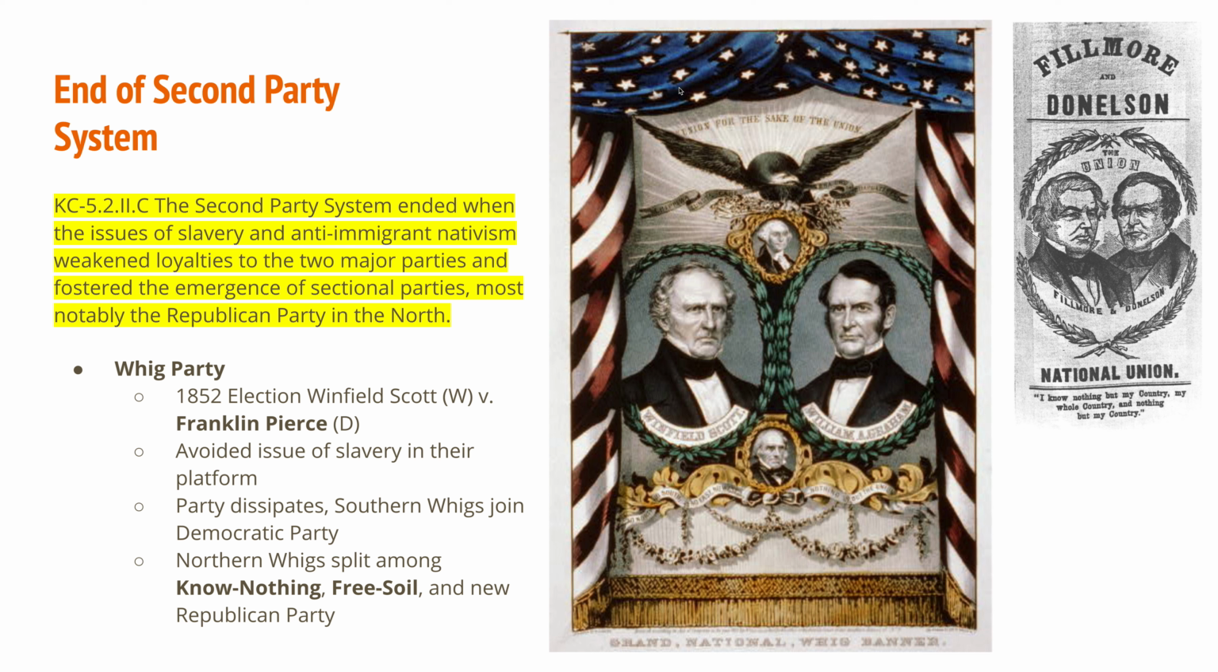The Whig Party, through all of its life, had tried to avoid the issue of slavery in their platform because they were trying to appeal to as many people as possible, and they knew that the issue of slavery was going to divide their support. The party ends up dissipating because they are finally having to start taking a stance on slavery, and that's dividing their support. The Southern Whigs will join the Democratic Party because they're angry that Northern Whigs are anti-slavery, while the Northern Whigs are going to join either the Know Nothing Party or the Free Soil Party or the new Republican Party that's going to be formed in 1854.